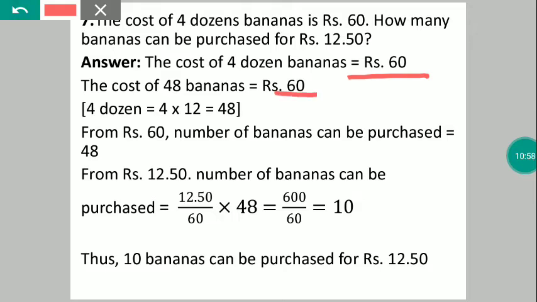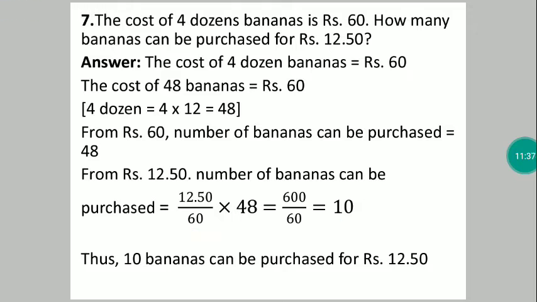Now from rupees 60, the number of bananas that can be purchased is equal to 48. From rupees 12.50, the number of bananas that can be purchased is equal to 12.50 upon 60 into 48, which is equal to 12.50 into 48 upon 60, which is 600 upon 60. So 600 upon 60 is equal to 10. Thus 10 bananas can be purchased for rupees 12.50.